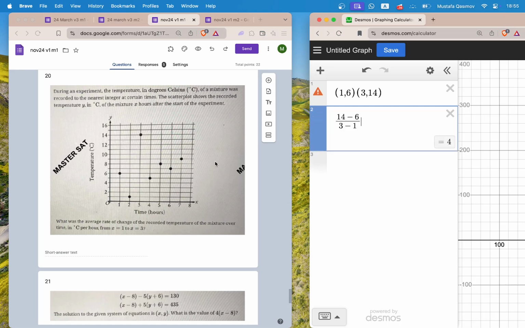Answer is 4. But if it says what's the total change from x is equal to 1 to x is equal to 3, it will be like that. If it says what's the total change.